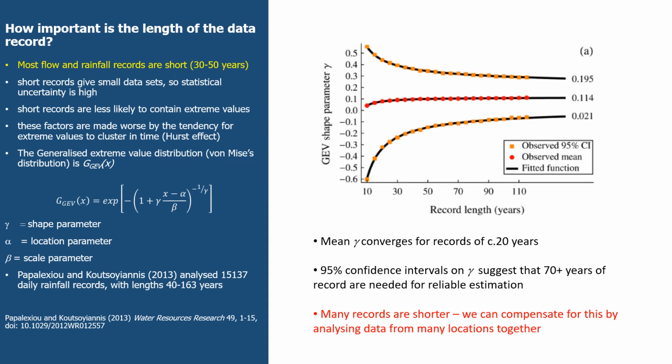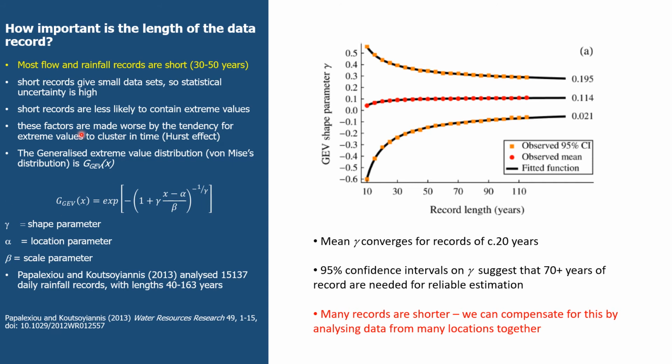Many of the records that we've got in the Philippines are really quite short. They're only a few years long. How important is the length of the data record? Globally, most flow and rainfall records are only 30 to 50 years long, sometimes shorter, sometimes a bit longer, but a lot are quite short.